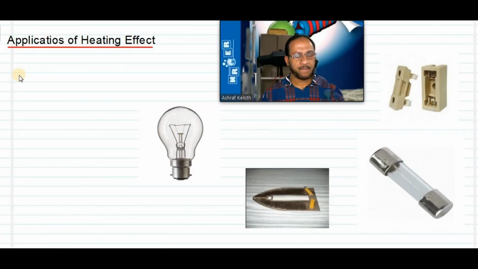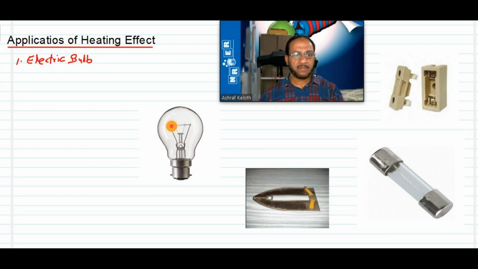This is today's topic. Listen, all of you, it's very important, not only for exams, it is useful for our day-to-day life also. The first application is the electric bulb. What is the material used for making this filament? This is the filament of the bulb. Tungsten. Tungsten metal is the material used for making this filament.